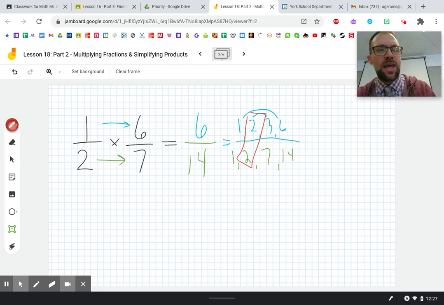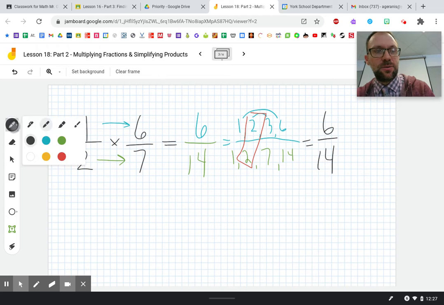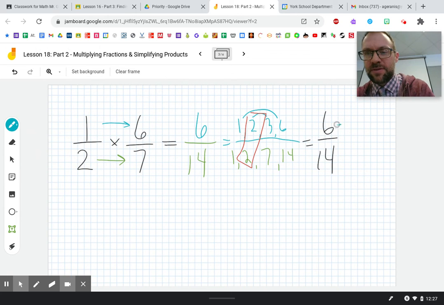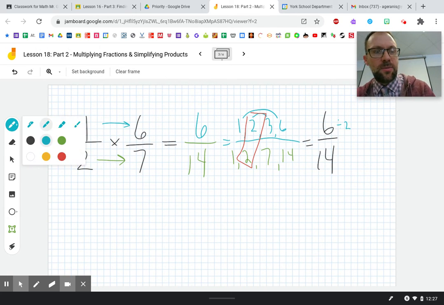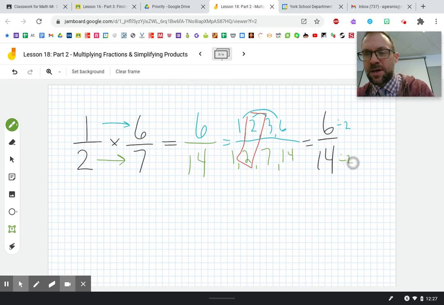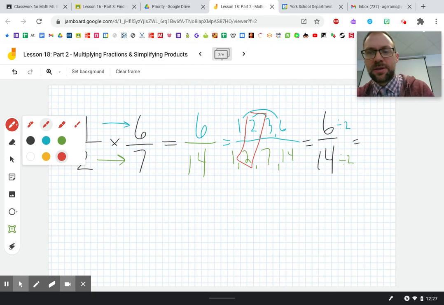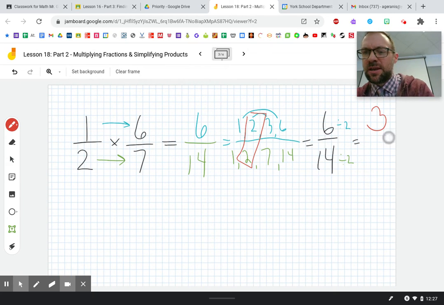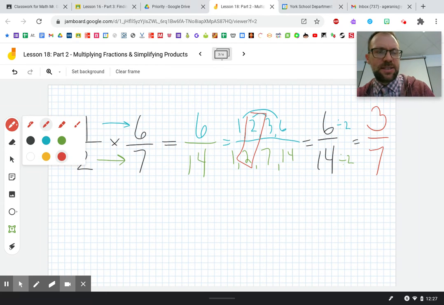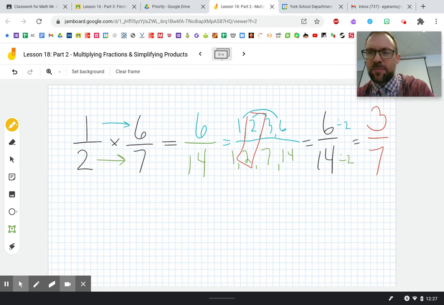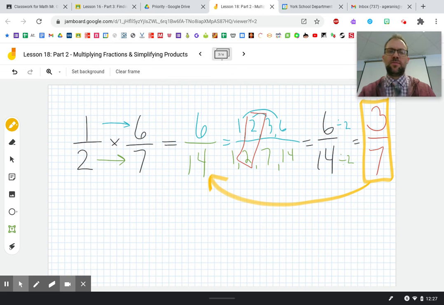So let's go ahead and divide 6/14, our product, by 2. So we'll do 6 divided by 2, and we'll divide 14 by 2, and that will get us our final product. Let's see, 6 divided by 2 is 3, and 14 divided by 2 is 7. 3/7 is the simplest form of the product 6/14.